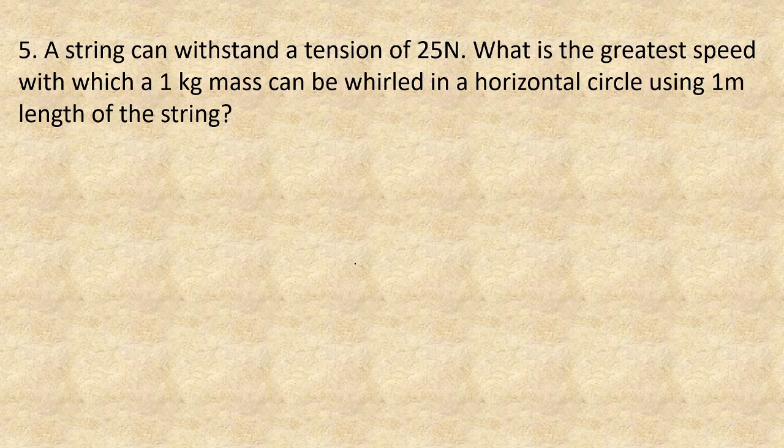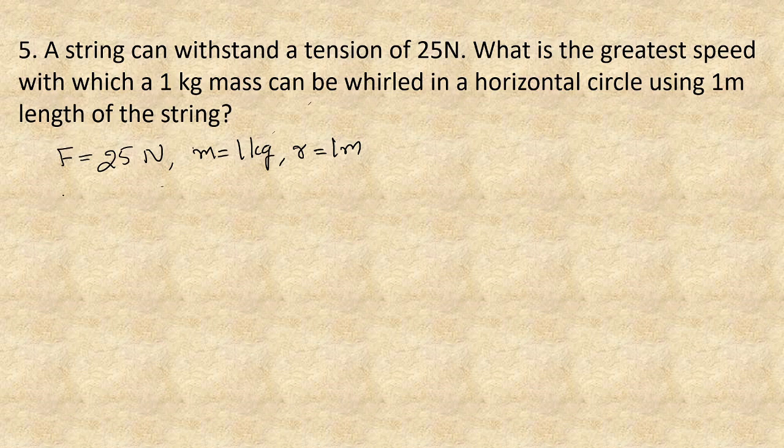This is a similar problem to the one we have already done. Here the maximum tension means the required centripetal force, which is given as 25 newton. The mass of the object, m, is equal to 1 kilogram, and the radius, which is the length of the string, that is the radius of the horizontal circle, is 1 meter. Here we have to find the greatest speed, that means the linear speed. So which formula do we have to use?